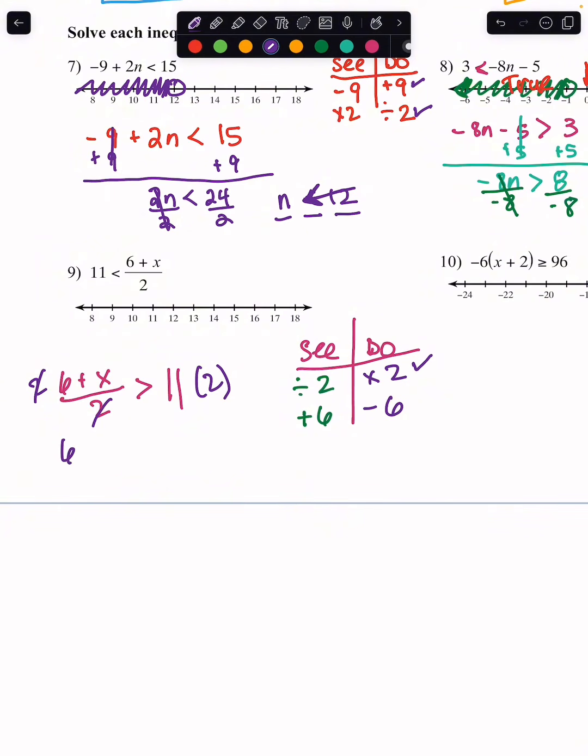I'm going to subtract 6 from both sides. x is greater than 22 minus 6 is 16. So I'm going to have an open circle on the 16. And I'm going to shade. Which direction? What does this tell me? To the right.